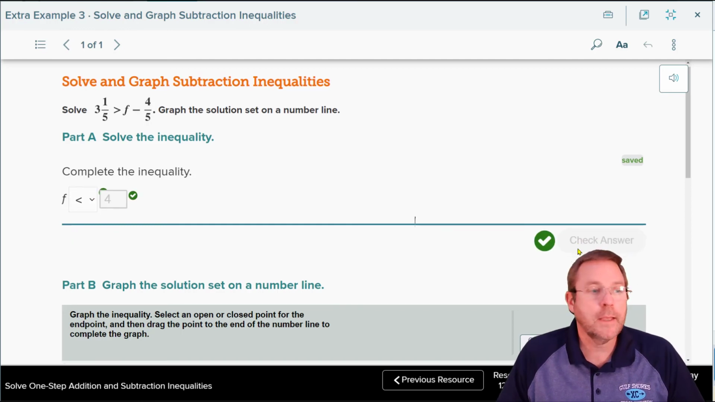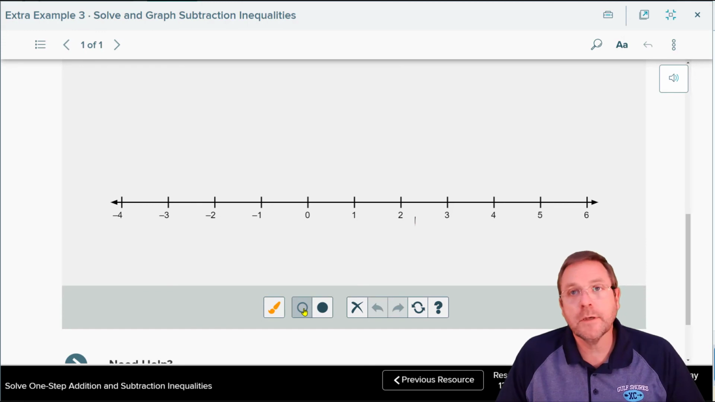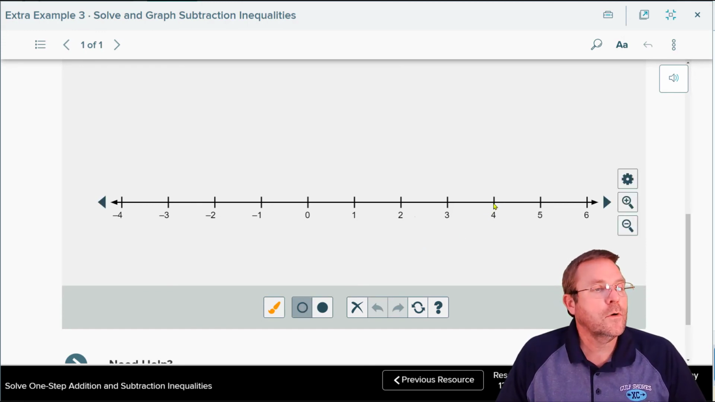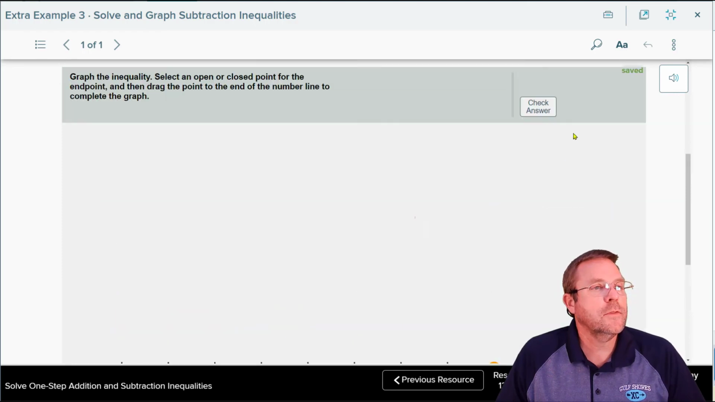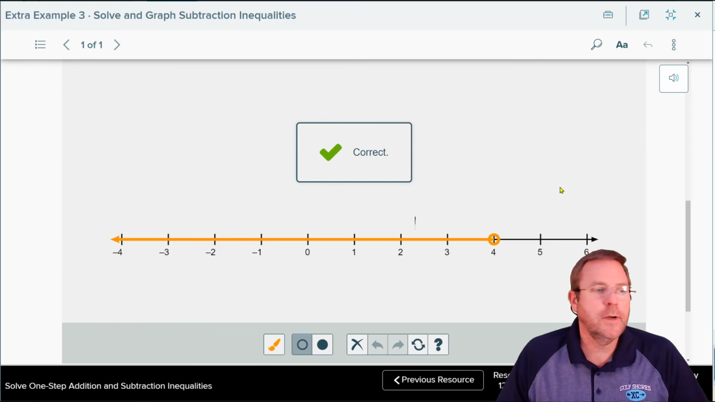Check it, that checks, and now we need to graph it. It's going to be an open circle because it's not an or equal to, starting at 4 and going all the way to the left. Check that, and that checked as well. Easy math, anybody can do this stuff.